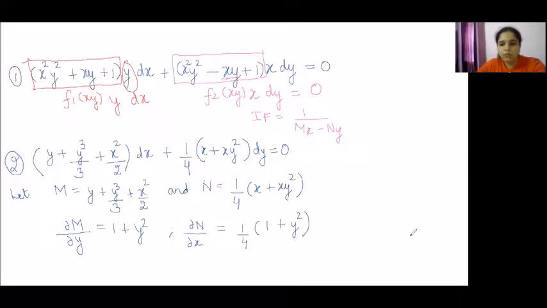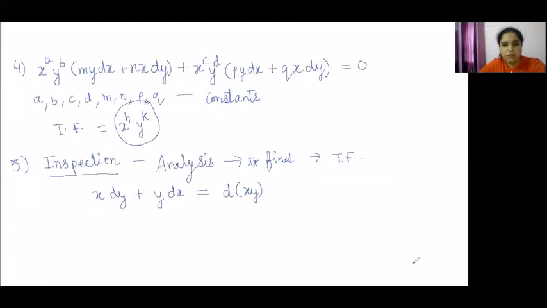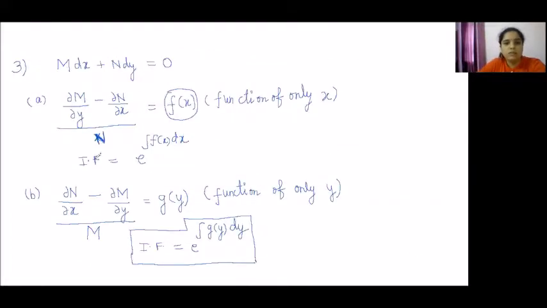Now, for which case we should try? Here, if we see the difference, we will get 1 plus y square in the difference with some constant. If we divide it by this m, it will not reduce to a function of one variable. But if we divide this difference by this n, it will reduce to a function of one variable, and that variable will be x, because 1 plus y square will cancel out. So we have to divide it by n. So out of these two, this one will be used.